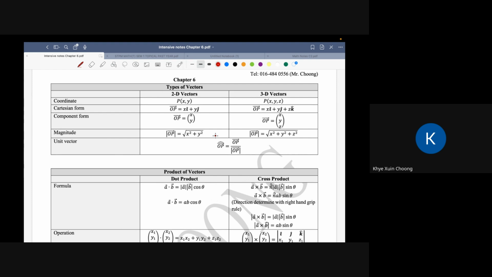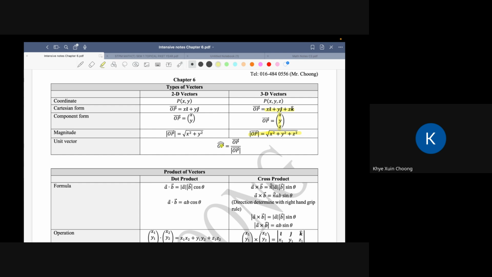So there are two types of vectors: two-dimension vectors and three-dimension vectors. In our syllabus, normally we deal with 3D vectors. So we can write it in terms of x, y, z. We say that Cartesian form or the component form. Component form is actually the matrix form. Normally we write it in the matrix form. Then for magnitude, if you want to calculate the magnitude of a vector, we use this formula. Just memorize this formula.